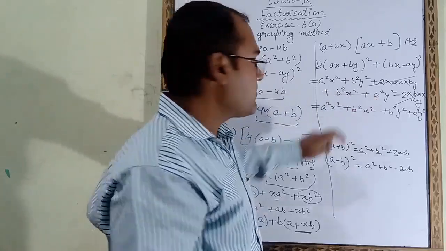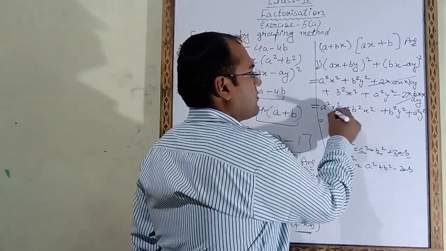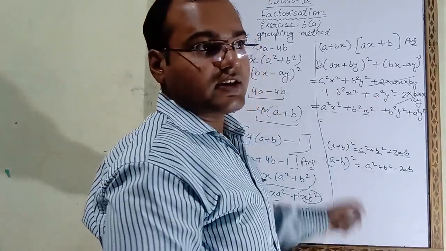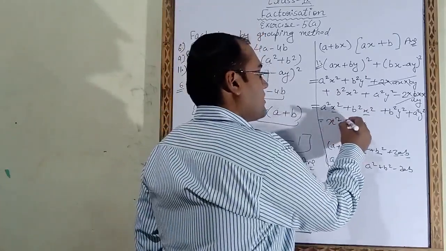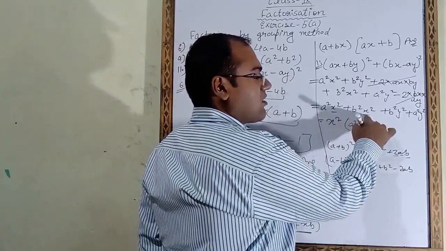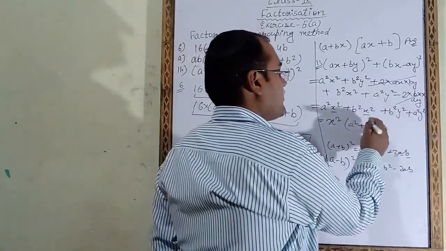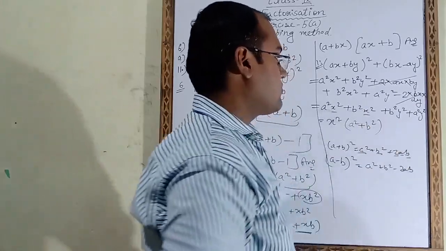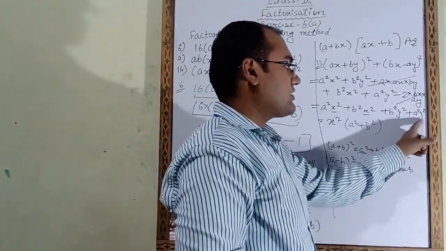Now we will take common. From these two, what number is common? x square we will take common. After taking x square common, what will be remaining here? a square. Plus, from here also we will take x square common. What will be the remaining number? b square. From these two, y square is common in both.